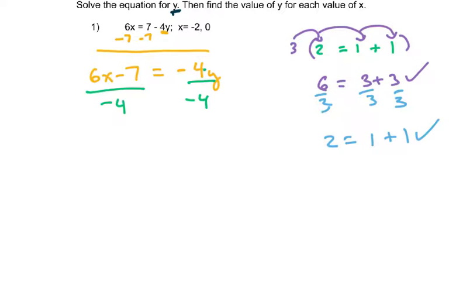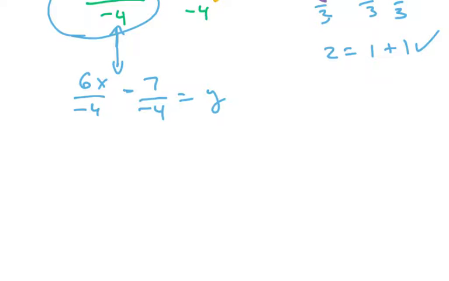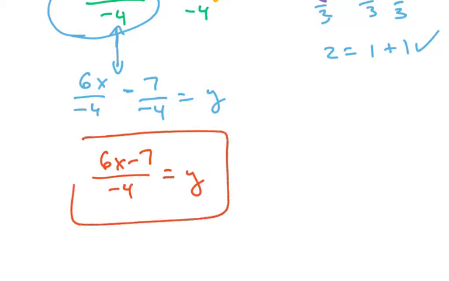So also note that when I write this right here, this is the same thing as saying 6x over negative 4 minus 7 over negative 4 is equal to y. So these two mean the same thing. Now, I think it's a little bit more elegant, a little nicer on the eyes if I leave it as 6x minus 7 over negative 4. So that's how I'm going to leave it. Boom. There's my answer. Okay?